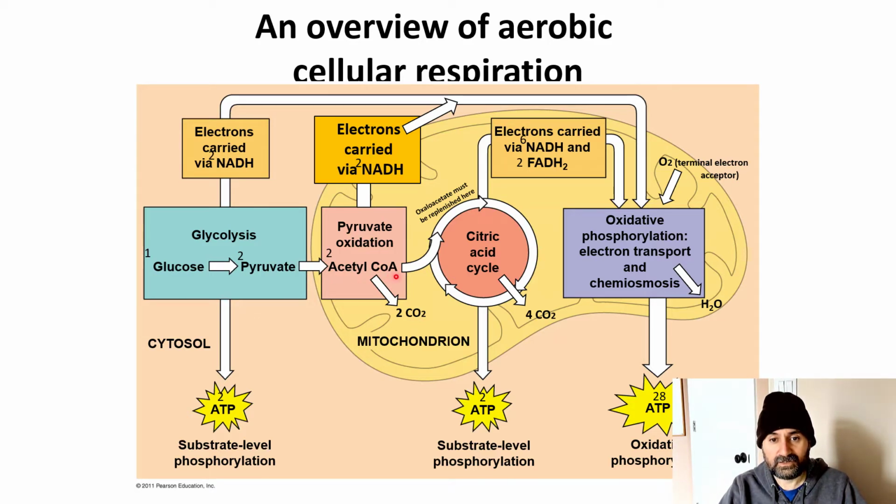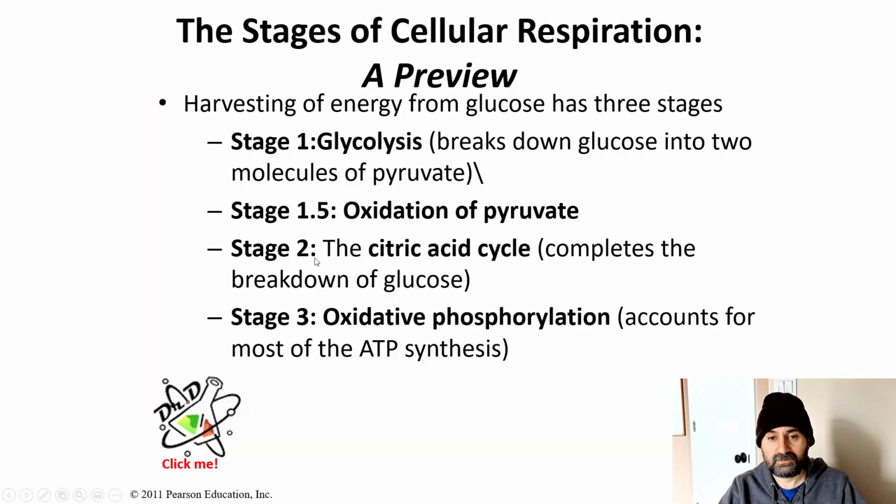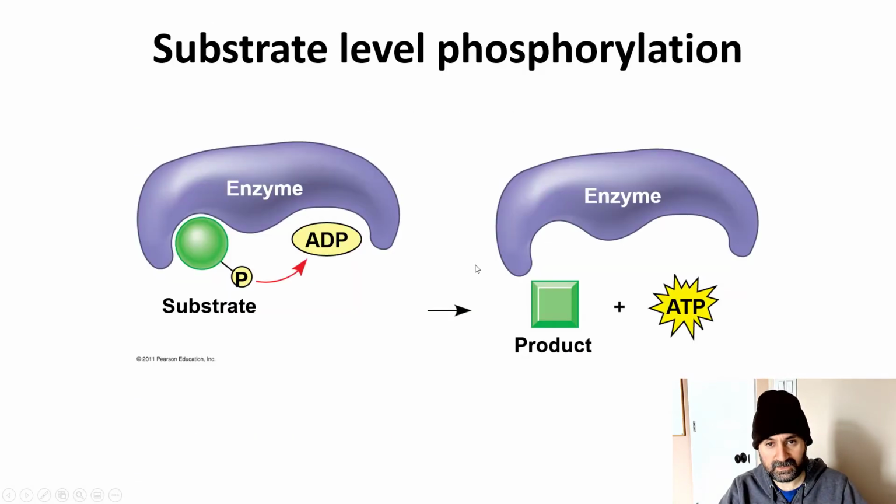So what's the next stage? It looks like the citric acid cycle or Krebs cycle, also known as TCA cycle. That's the next stage. So now we're going to talk about this citric acid cycle. You know what I mean? We're going to talk about stage 2, the citric acid cycle. So let's talk about stage 2.